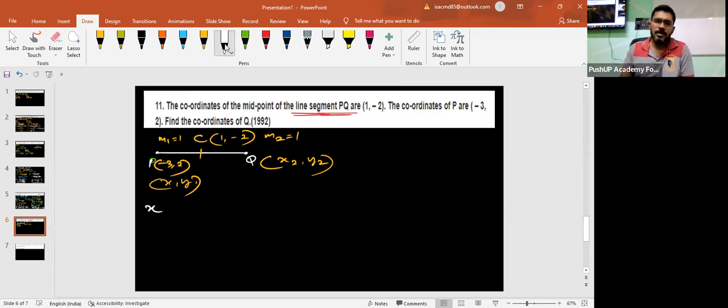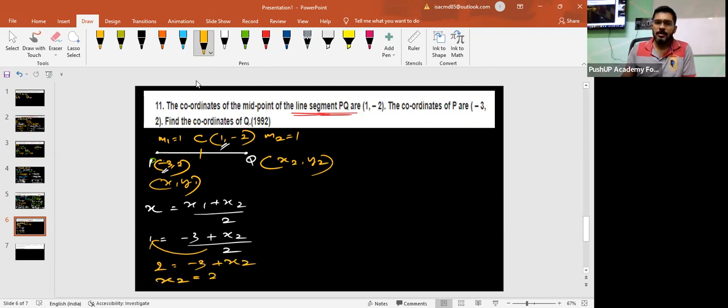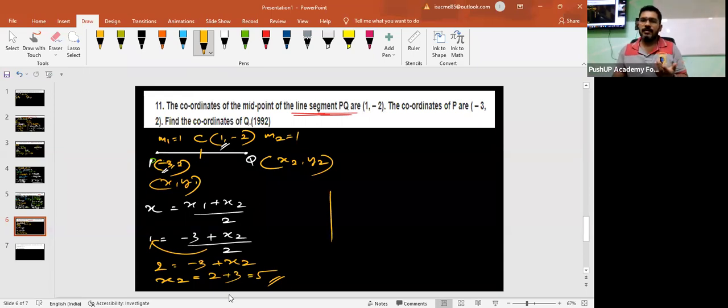Let's use the midpoint formula. X is what? x1 plus x2 divided by 2. The x coordinate of C was given as 1, which is equal to x1, that is minus 3, plus x2 divided by 2. Now we solve this equation. Did you follow it? So 2 into 1 is what? 2. 2 is equal to minus 3 plus x2. Therefore, x2 is equal to 2 plus 3, and that is equal to 5. And similarly, you can get the value of y2 also.